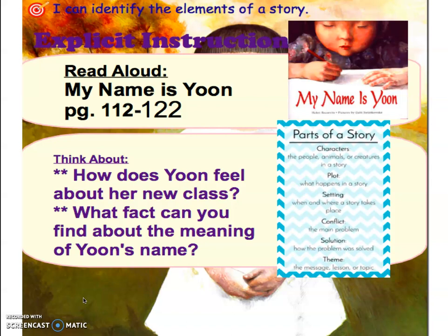So as you read the story, I want you to think about a few questions. The first question is, how does Yoon feel about her new class? Next, what fact can you find about the meaning of Yoon's name? And being that it says what fact, that means that this is definitely a question that should be coming directly from the text. So if you do not remember it, be sure to go back into the text to find your answer.